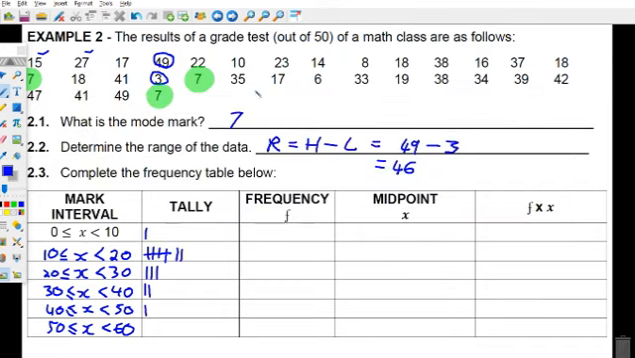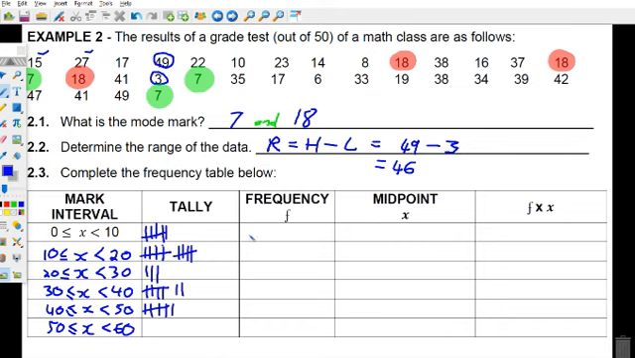Okay, so as I'm finding my tallies, I can see we have more than one modal class. Have a look. We said 7 occurs 3 times, but look, there's an 18, there's an 18, and there's an 18. So 18 also occurs 3 times. So we've got to check and make sure that is everything. So that means that 7 and 18 are going to be my modal marks.